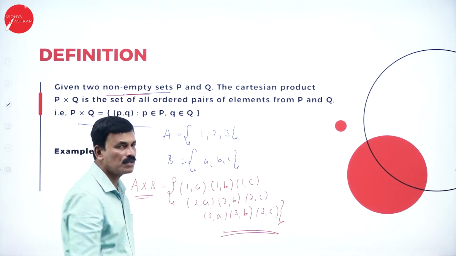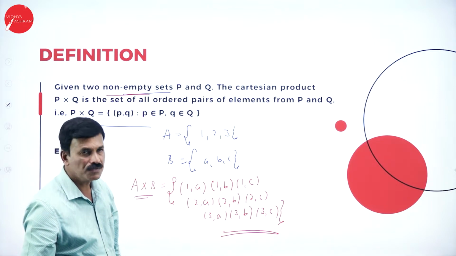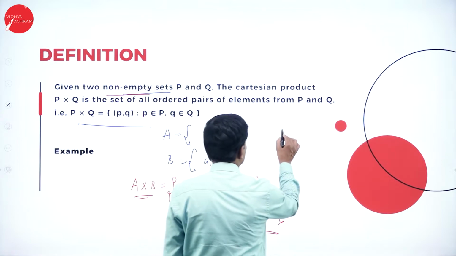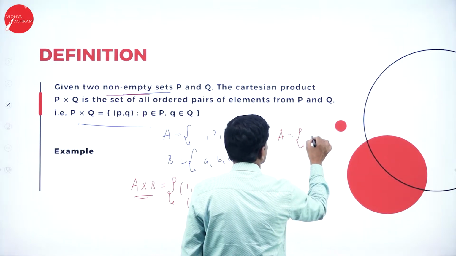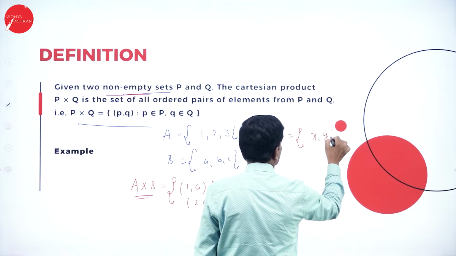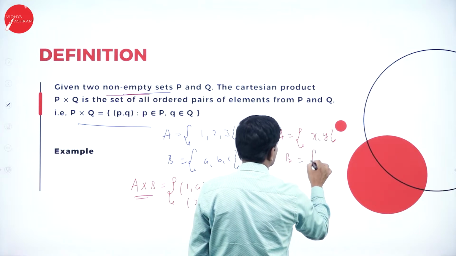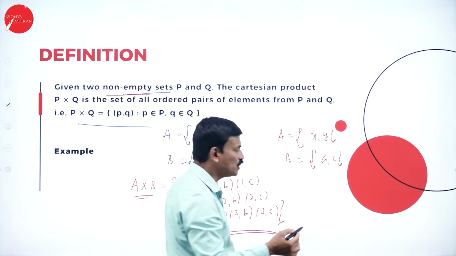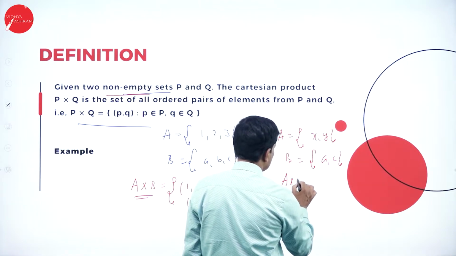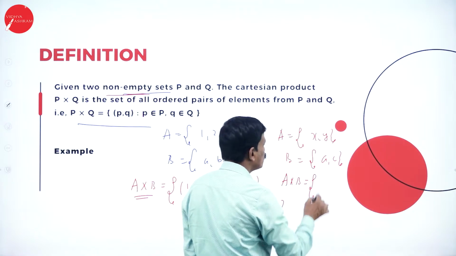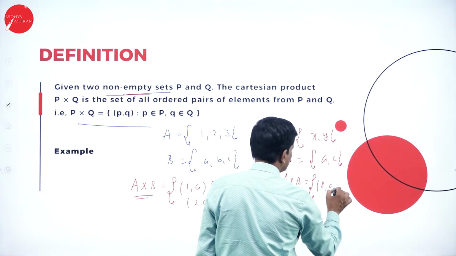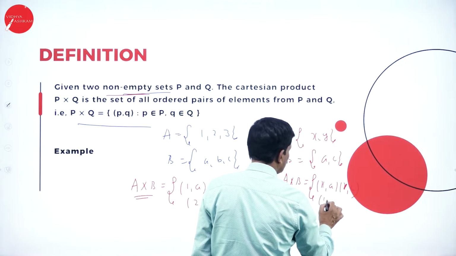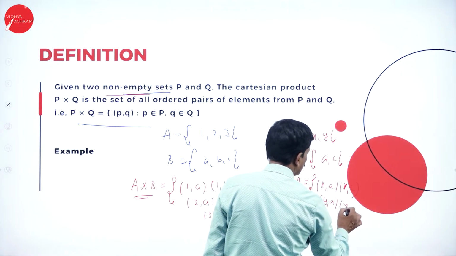This is an example for the Cartesian product of two sets. Now let us take one more example. If A = {x, y} and another set B = {a, c}, then the Cartesian product from A to B, denoted as A cross B, is the set of all ordered pairs. So here (x, a) and (x, c). Similarly, let us take the second element: (y, a) and (y, c).